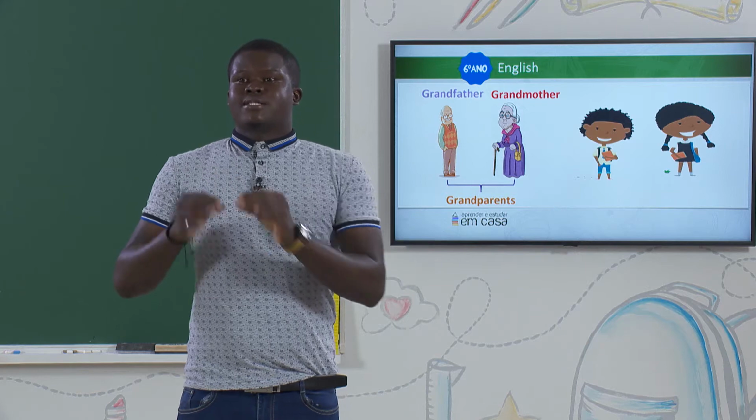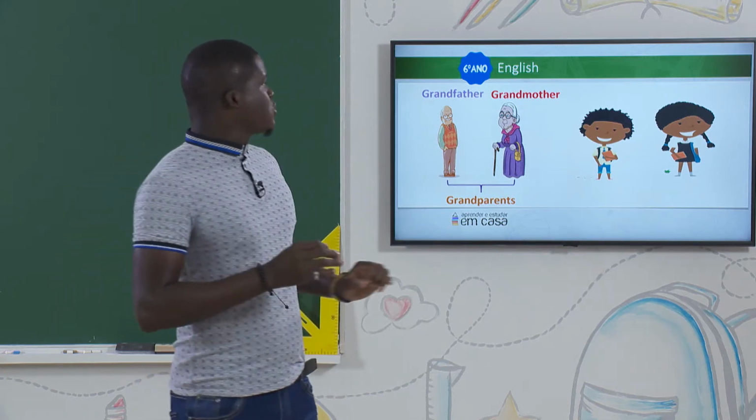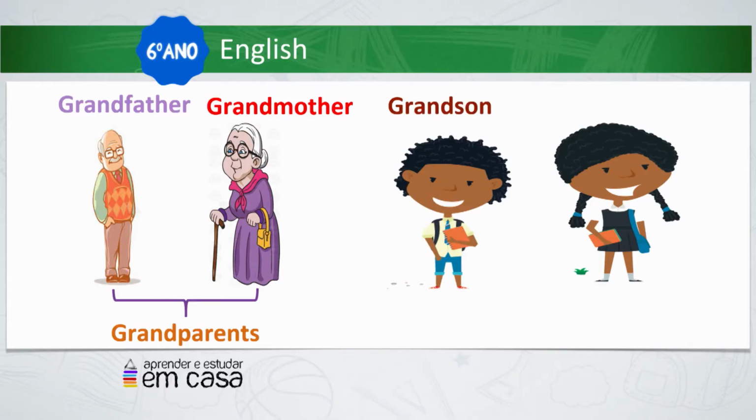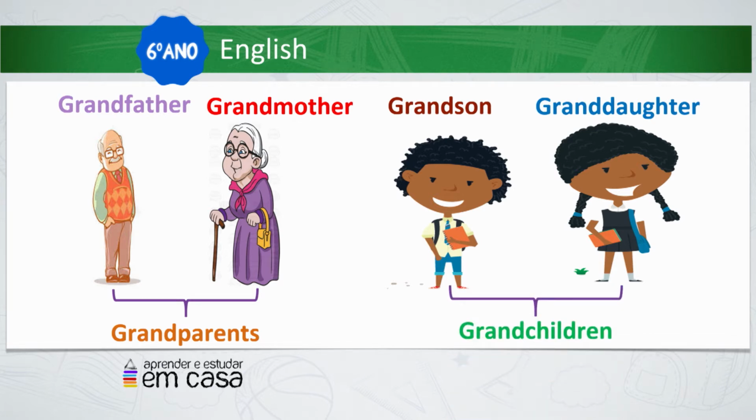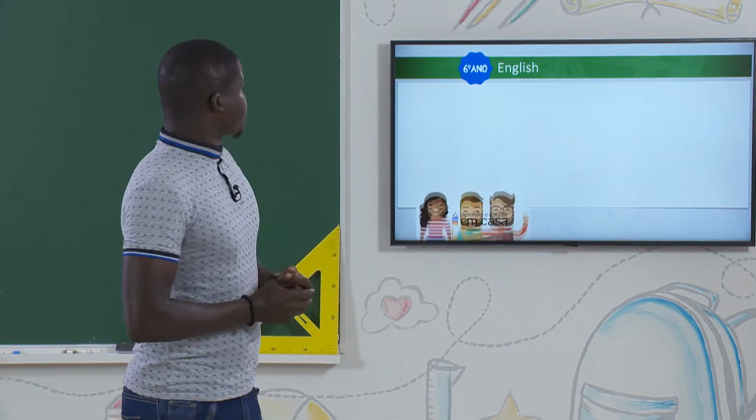The same way we have son, we also have grandson. Grandson, que nós dizemos neto, né? And then we have granddaughter. Together they are grandchildren, okay? They are grandchildren, and these are grandparents. Avós e netos. Let's see the next ones.